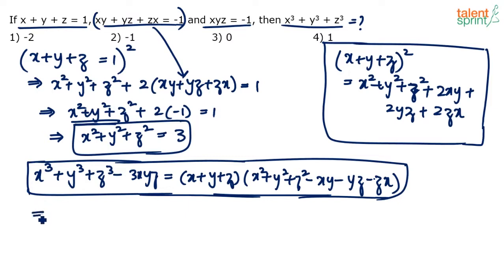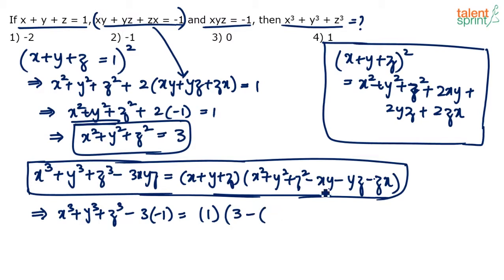So from this we get x cube plus y cube plus z cube minus 3 times xyz. What is xyz? Minus 1. So minus 3 of minus 1 equals x plus y plus z, which is given as 1. So this is 1 into x squared plus y squared plus z squared. We have calculated this as 3. 3 minus. Now look at this. If you take minus common, this will give us xy plus yz plus zx. Now xy plus yz plus zx has been given as minus 1. Simplify this. So what do we get?